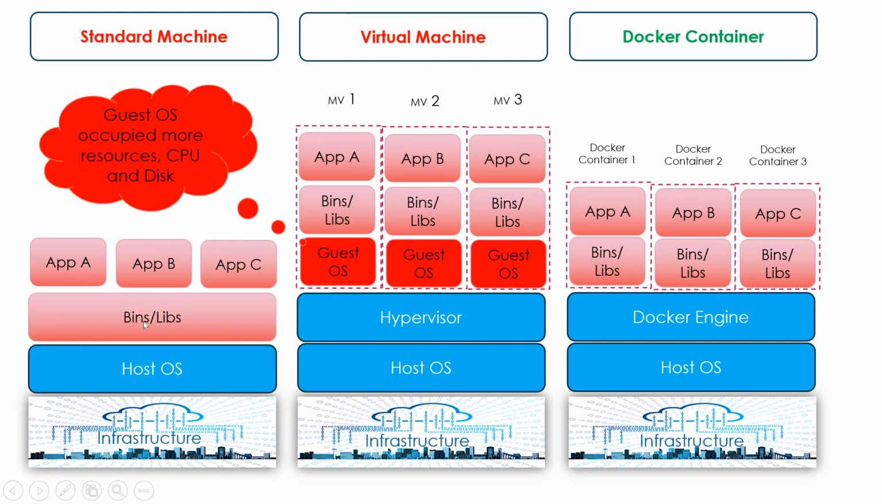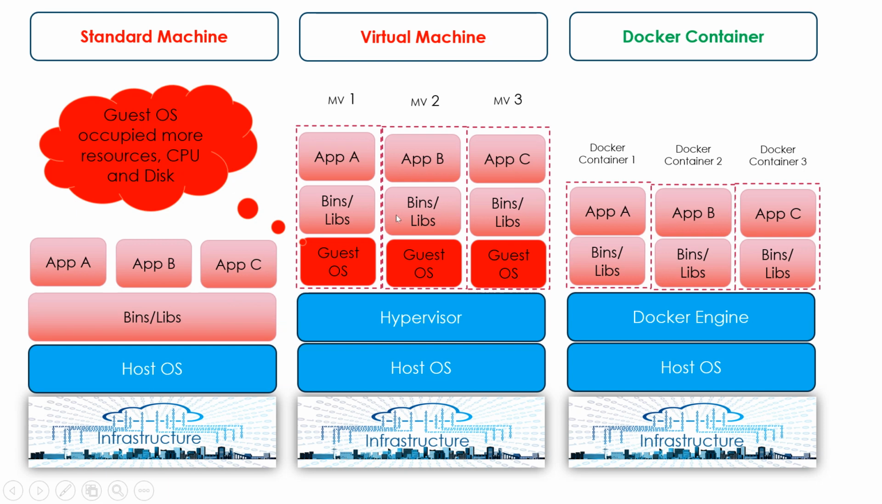Now we'll talk about the virtual machine. In a virtual machine, what is happening? A dedicated guest operating system is installed, which occupies more resources in terms of CPU and disk, and others as well, because for each application we need a guest operating system. Another drawback is that making a guest OS and running an app will take some time.